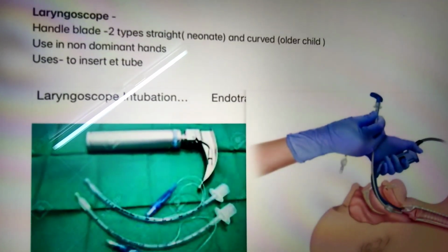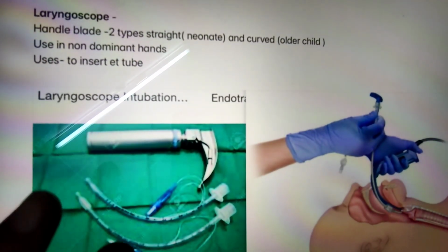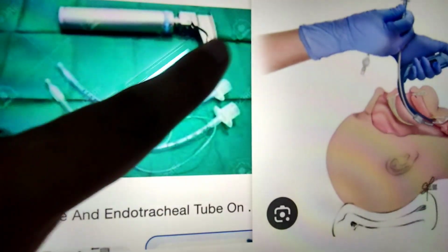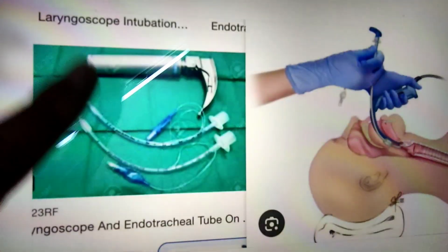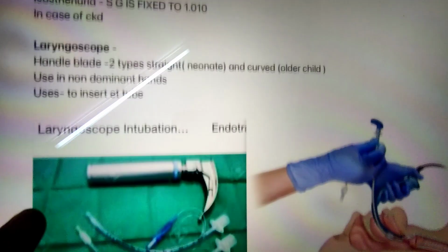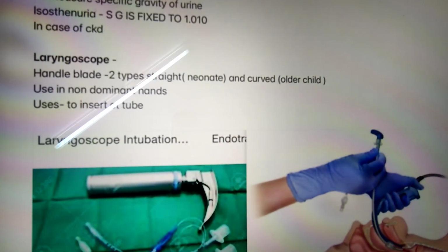It has a handle and a blade. This one is the handle, and this curved one is the blade. It can be curved or straight. The blade has two types, straight as well as curved. Straight in the case of neonates and curved in the case of older children or adults, right? We have the curved oropharynx and then further.